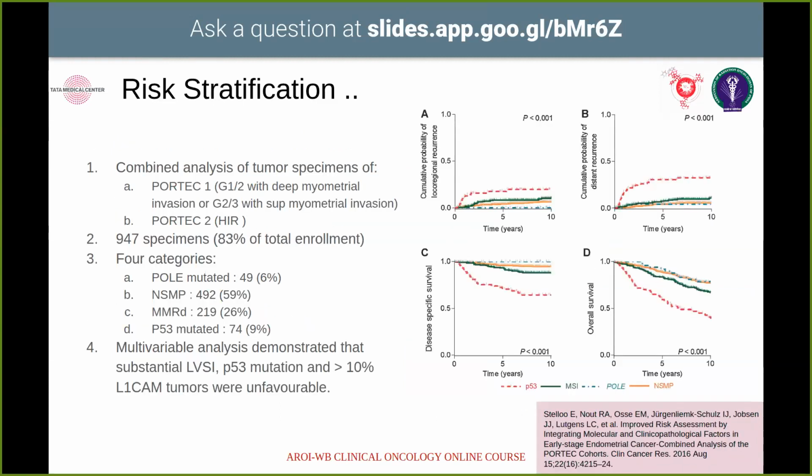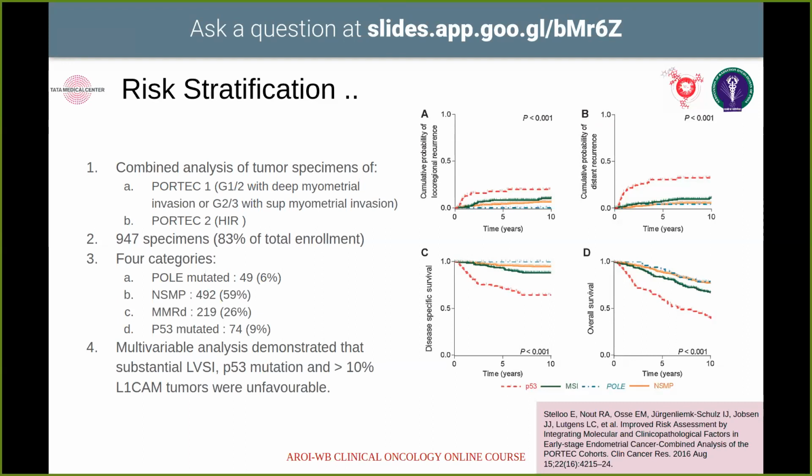And what about the implication of this risk stratification? Stello et al. had first evaluated this risk stratification based upon molecular profiling in combined pathology specimens available in 2 important trials, PORTEC-1 and PORTEC-2, about which we will be hearing shortly. PORTEC-1 had patients who had grade 1 or 2 tumors with deep myometrial invasion, or grade 2-3 tumors with superficial myometrial invasion. And PORTEC-2 included a high intermediate risk cohort.